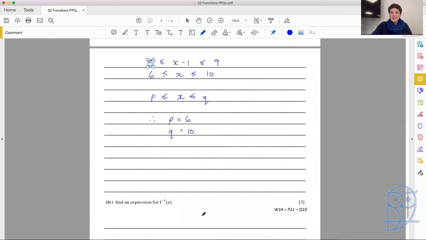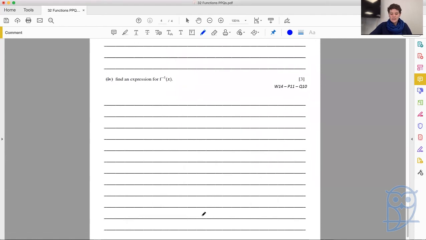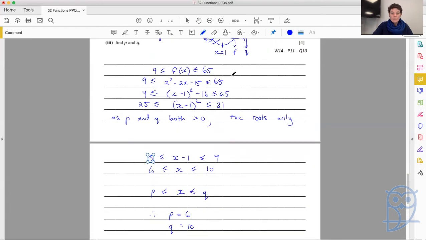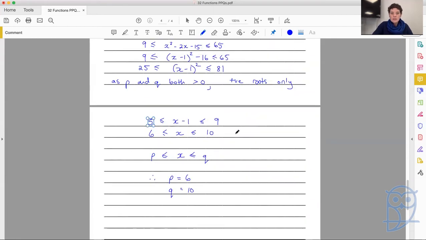Happy? So moving on to finding an expression for the inverse function. We know that f(x) equals (x minus 1) all squared minus 16. For a quadratic's inverse, completed square format is the place to be. So y equals (x minus 1) all squared minus 16. Doesn't matter that we're working just with a piece out of our quadratic. Okay, so let's have a little reminder here that we're going from 6, 9 to 10 and 65.